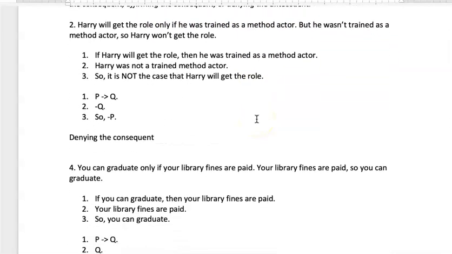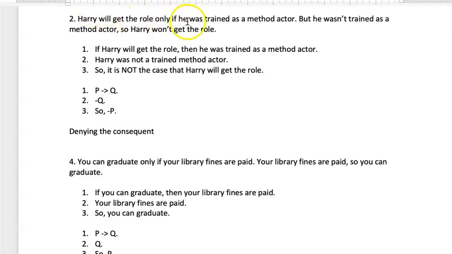All right, number 2. Harry will get the role only if he was trained as a method actor. Let's turn this into premise 1. If Harry will get the role, then he was trained as a method actor. Make sure you always put it in that if, then. That is what a conditional is. It should say if, antecedent, then consequent. Ante means before, consequent, like a consequence after.